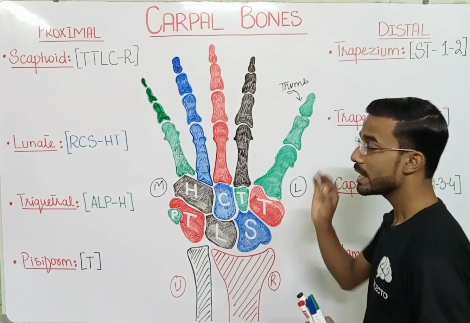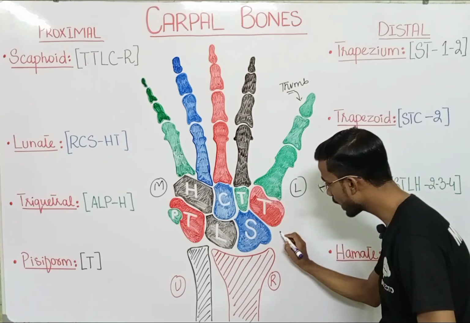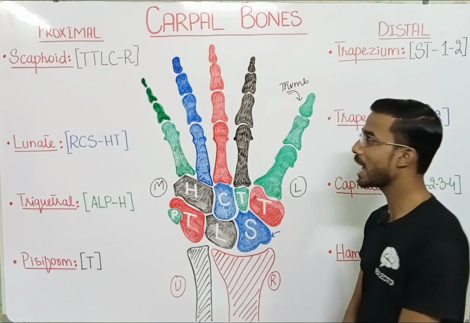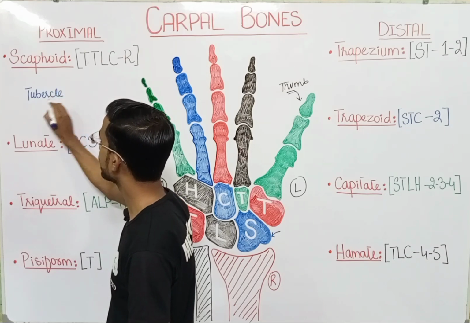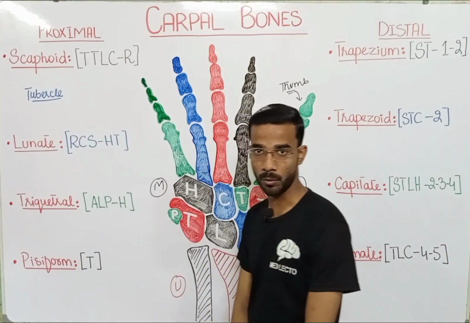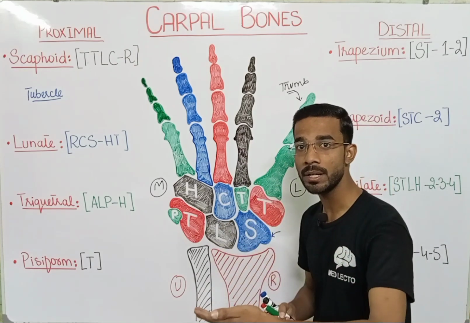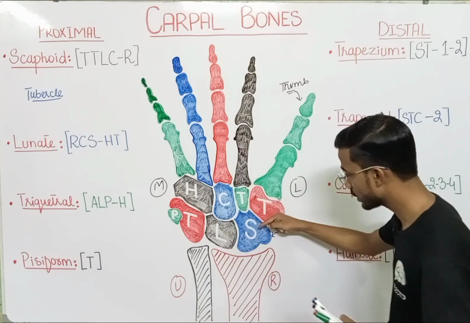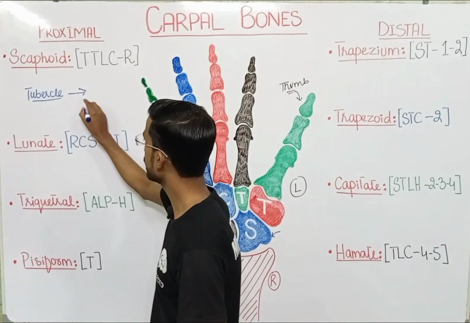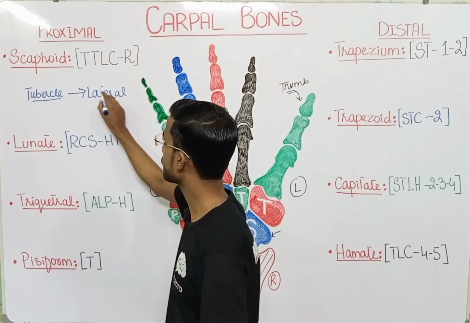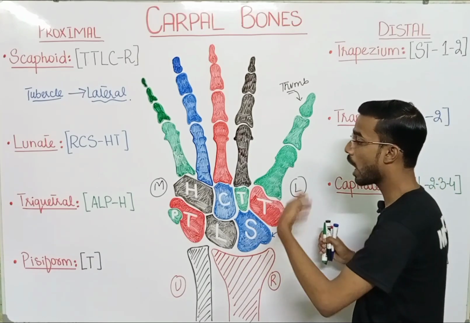An important feature of the scaphoid is that it has a tubercle. It is actually a projection, and that projection is the tubercle. The tubercle is present at the lateral side of the scaphoid bone. This is an important feature of the scaphoid, and it moves in a forward and downward direction, and it is present at the lateral aspect. So this is another important point.